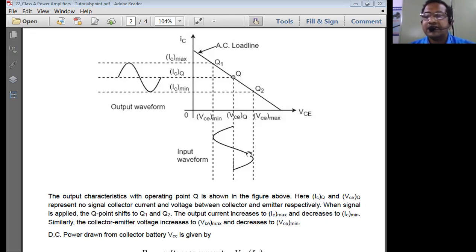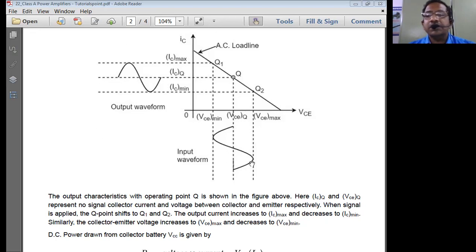Class A amplifier is exactly the same as the CE amplifier operation. The only thing is that the class A power amplifier operates with large voltages, from 1 volt to 5 volts as the input, in comparison to 1 millivolt to 5 millivolt for the CE amplifier circuit. Therefore, the class A power amplifier amplifies large signals. That is the only difference.